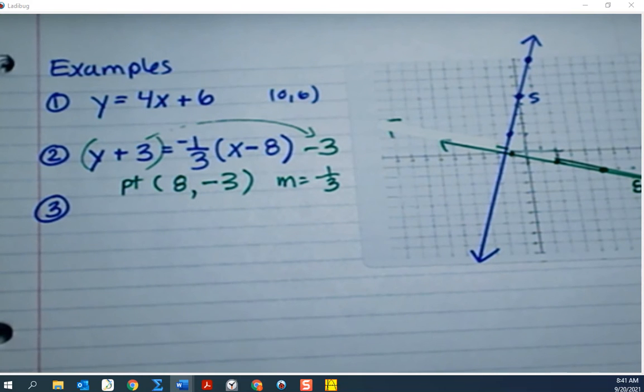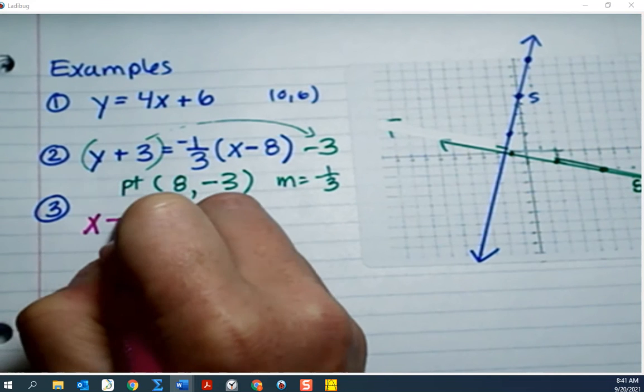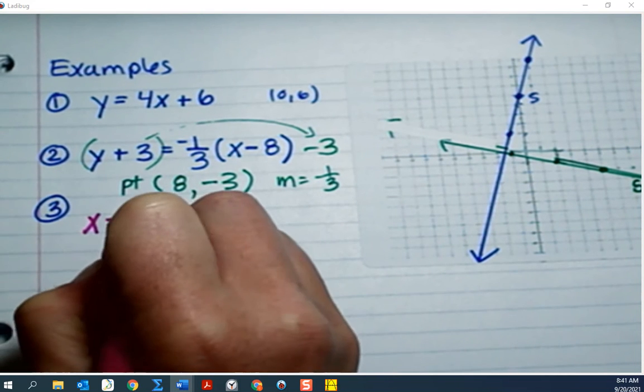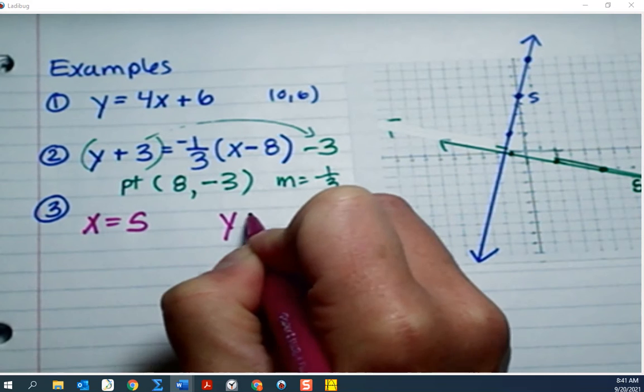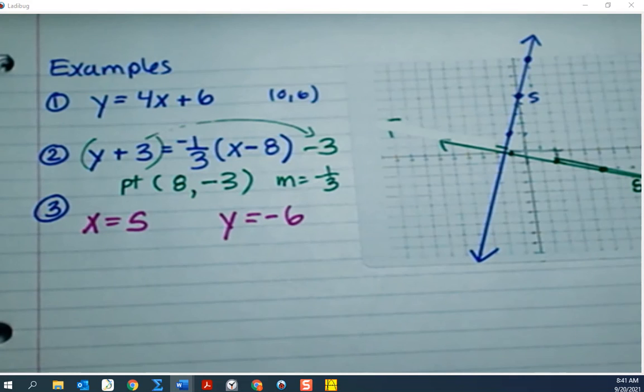All right, I'm going to switch to pink. All right, last one. X equals 5. Y equals -6. Oh, those are the weird ones.